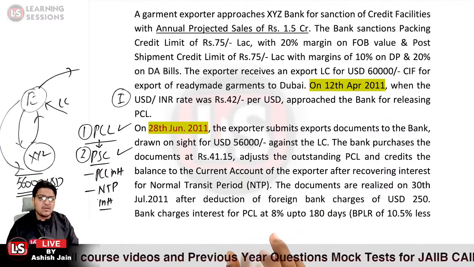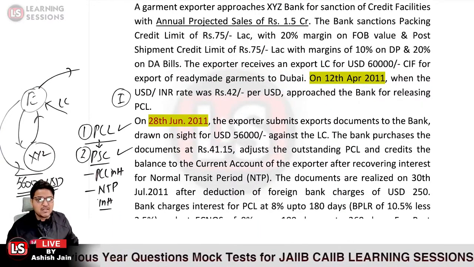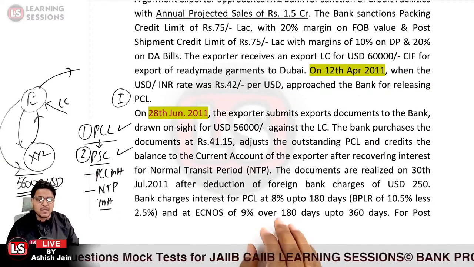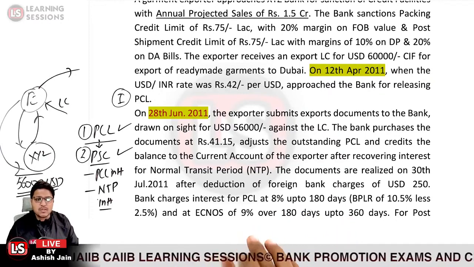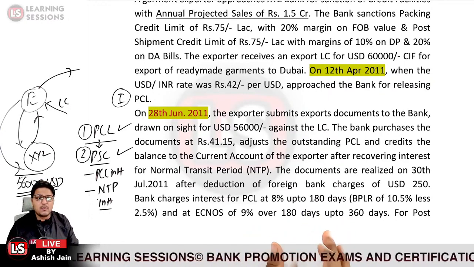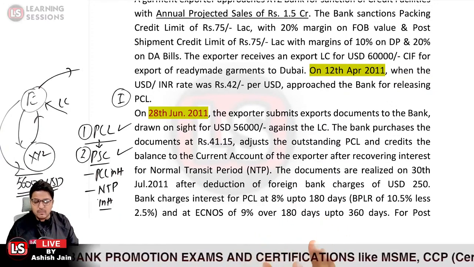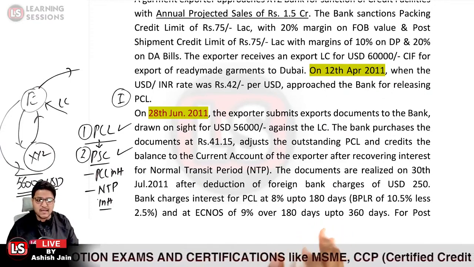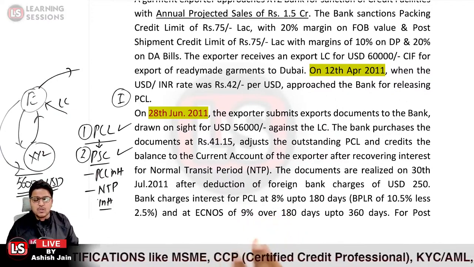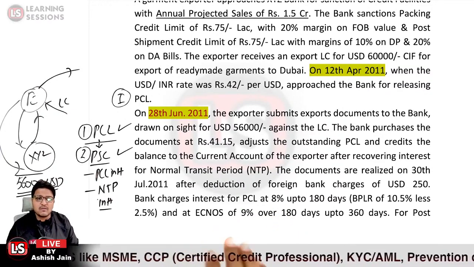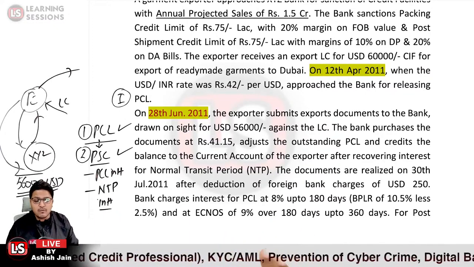Now the bank charges interest for PCL at 8% for 180 days. So the bank charges interest on PCL, that is the packing credit limit, at 8% up to 180 days, and further at ACNOS at 9% over 180 days up to 360 days. What does it indicate? It indicates that if the PCL is outstanding for up to 180 days, the bank will be charging 8% interest on the packing credit limit, but otherwise it will charge at the export credit not otherwise specified. In that case, 9% interest will be charged for 180 days to 360 days.